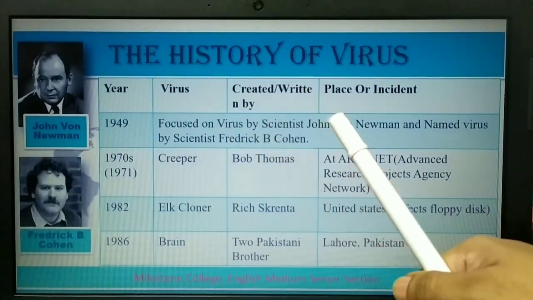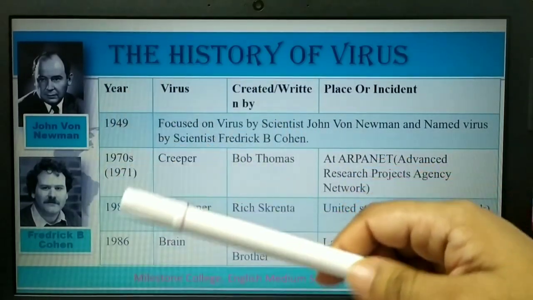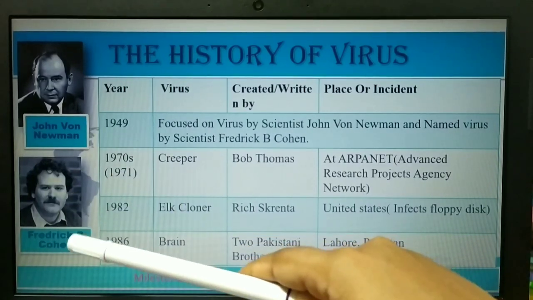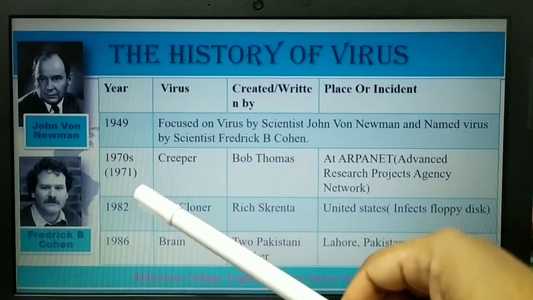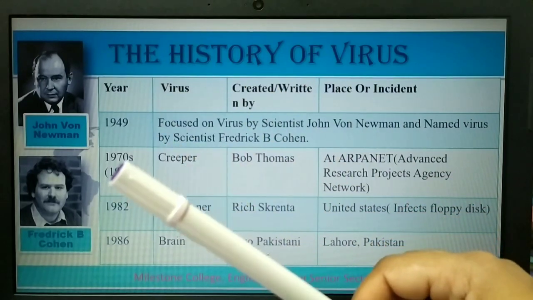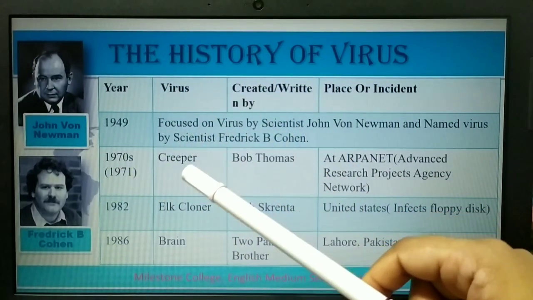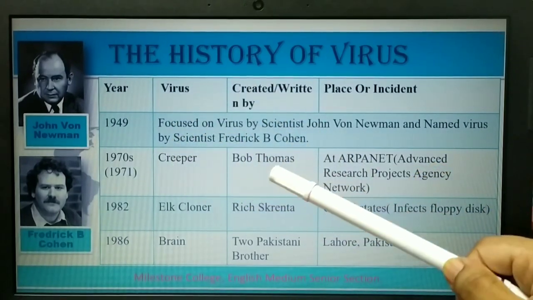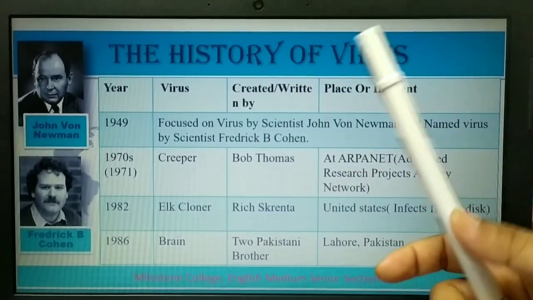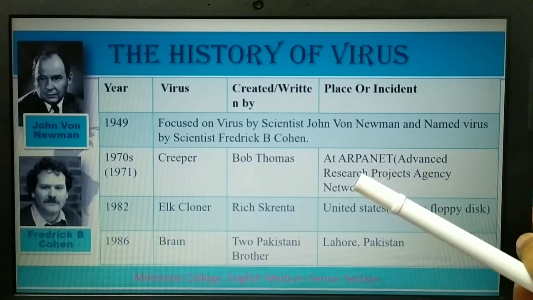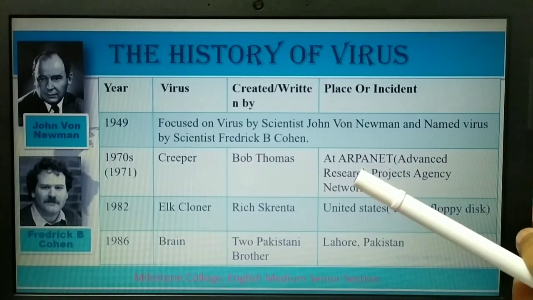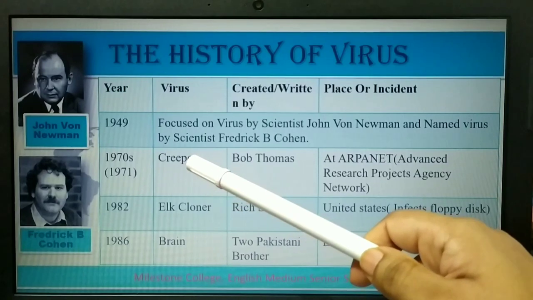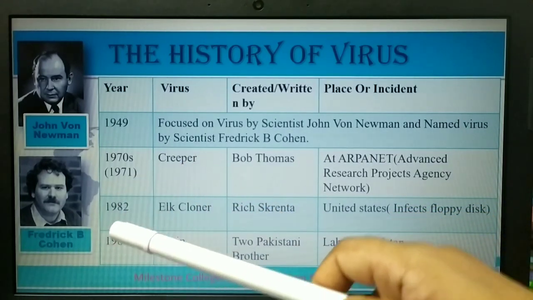Okay, so first of all he focused on these viruses, and later on, after a few years, scientist Fredrik B. Cohen named that self-replicating program a computer virus. Okay. So the first computer virus program was invented in 1971 actually. The name of the first computer virus is Creeper, and that was invented by Bob Thomas. At that time was the very beginning of the internet, ARPANET, the first internet connection worldwide. And to dissolve this computer virus Creeper there was an antivirus. Its name is Reaper. I should mention the name here, but I didn't. So you will check the book, huh?